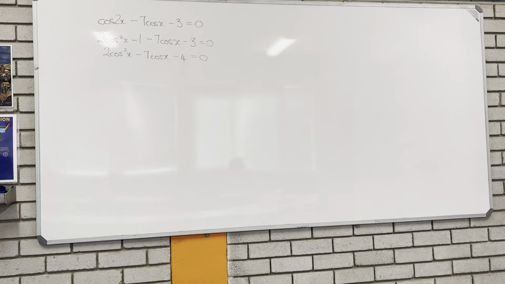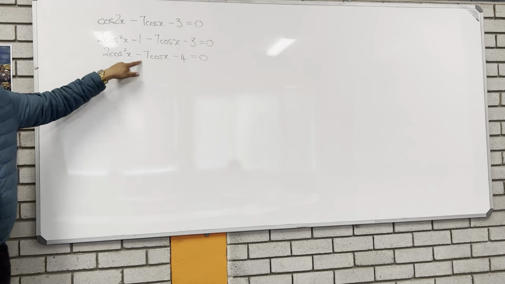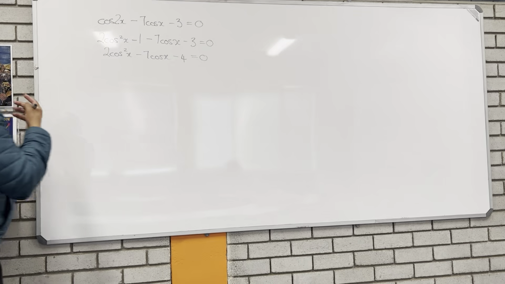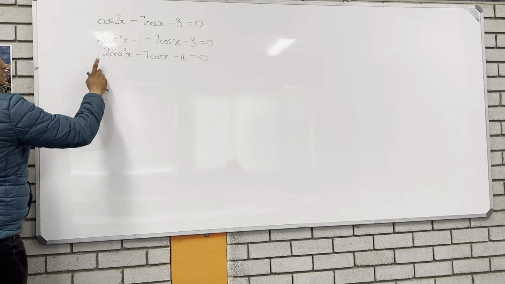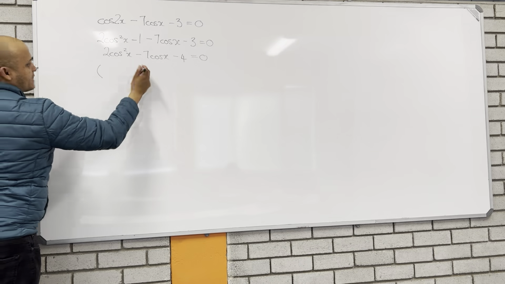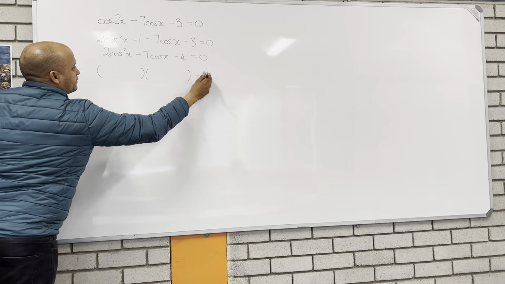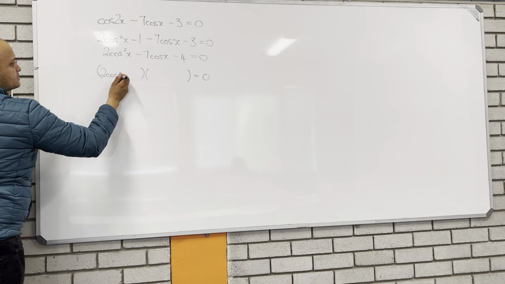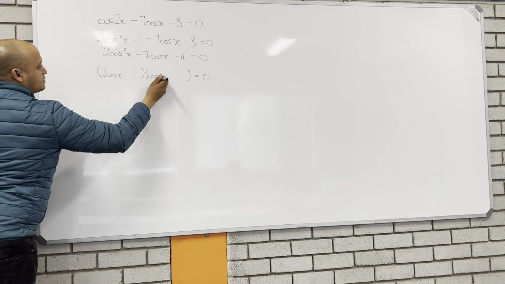And do I want to divide by the coefficient to get rid of it? No, because I'm going to have a problem here. So I might as well stick with it. So I've got a quadratic, 2x squared minus 7x minus 4. So I can, and my first term would be 2 cos x, and cos x, yes.